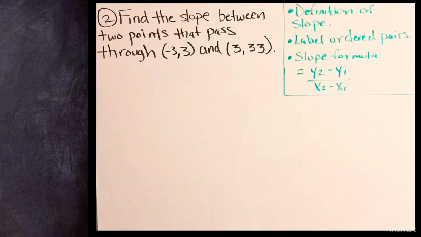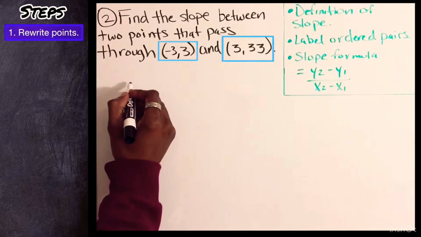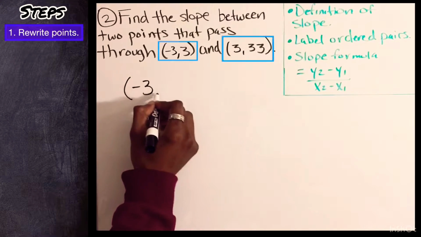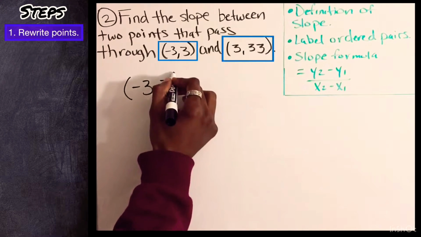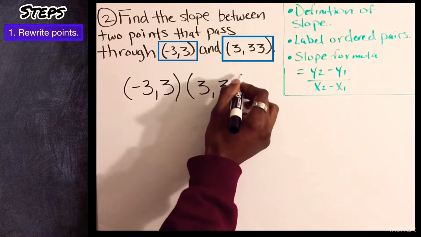Okay, so let's check out a second example where again it says find the slope between 2 points that pass through, this time, -3, 3, and 3, 33. So let's do the first step the same way we did it the last time. Step 1 is to rewrite the points, or the ordered pairs, or the coordinates, whichever you like to go with. We're going to say -3, 3, and we have 3, 33.